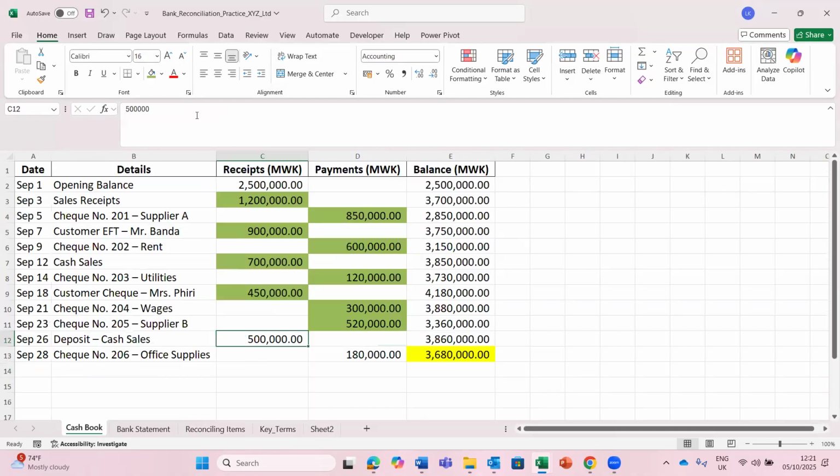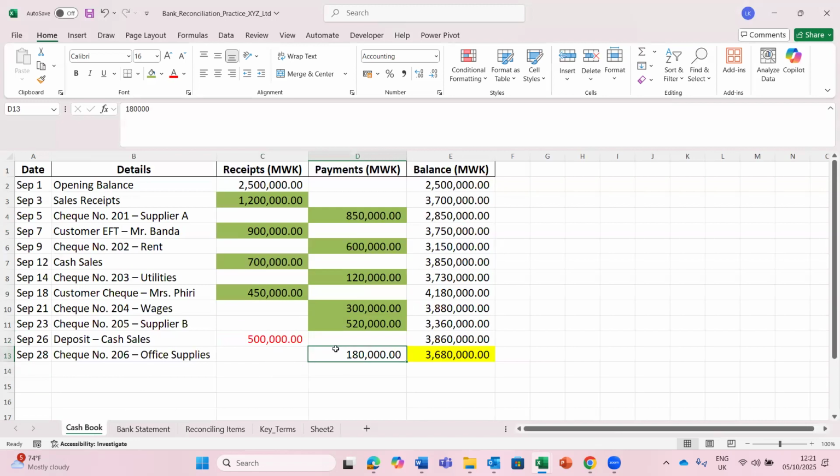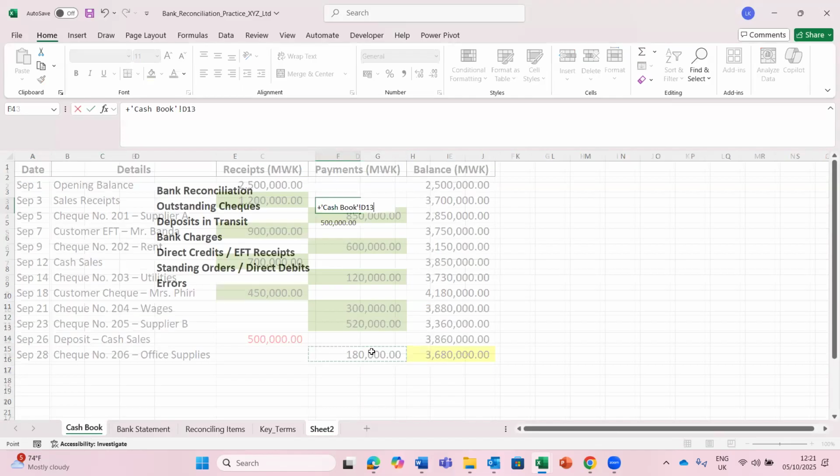Let's go back. Then there is check number 206, office supplies. This one is not on the statement as well, 180,000. So this is an unpresented check or outstanding check. It has been issued, but it has not been presented to the bank. So this one will be outstanding check.